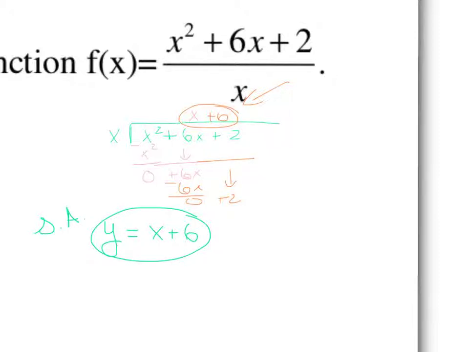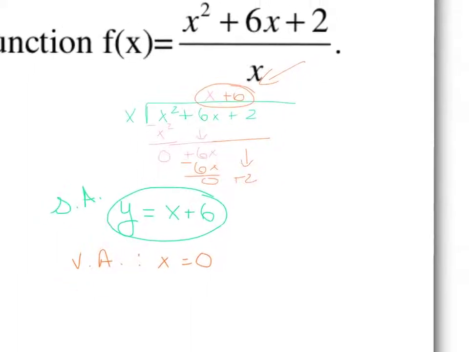Does this have a vertical asymptote? Yes, what is it? Good. Vertical asymptote is x equals 0. Remember, it's whatever makes this denominator undefined. All right. The next thing I want to do is find any intercepts, x-intercepts, y-intercepts. So I'm going to do that.